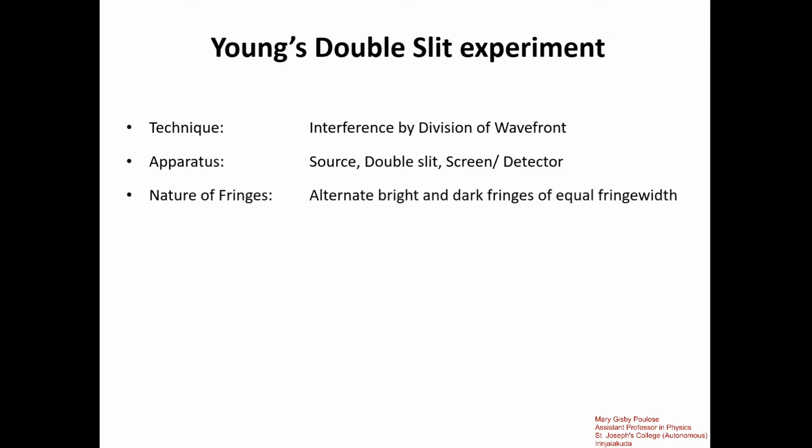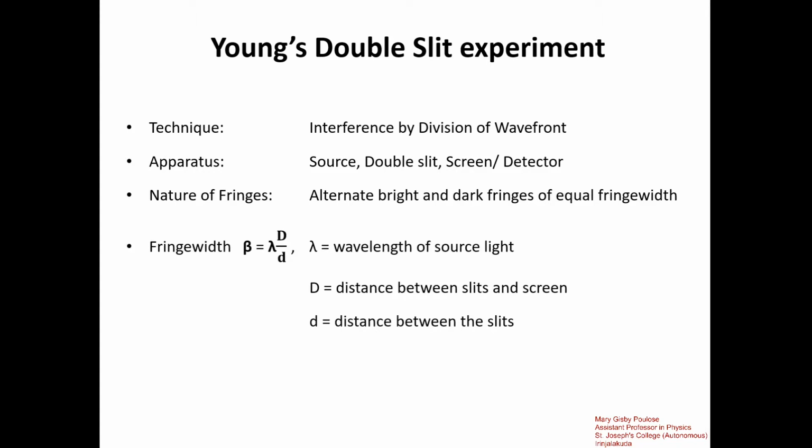Now, what is the nature of the fringes? We obtain alternate bright and dark fringes of equal fringe width. And the expression for fringe width is given as beta is equal to lambda capital D divided by small d, where lambda is the wavelength of source light, capital D is the distance between the slit and the screen, and small d is the distance between the double slits.